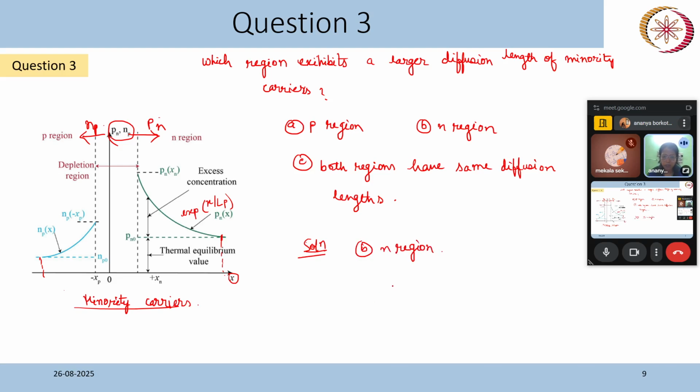Okay, that means our LP is higher than LN. The values are not given, so I'm just looking at the graph and saying this. You can clearly see this XP and XN, that XN is greater, but this is not very clear, but if you look at the graph carefully, you will be able to see.